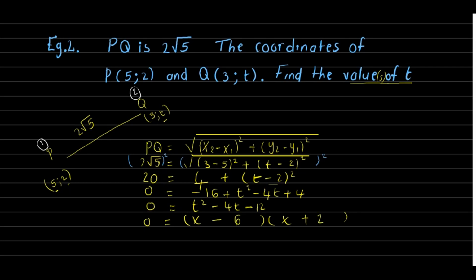Meaning that, oh, why am I saying t? No. So this is basically x and not t. And this is supposed to be t and not x. So you're going to put the t there. Okay, and then therefore we can conclude that our t is equal to 6, or our t is equal to negative 2. So these are the values of our t.